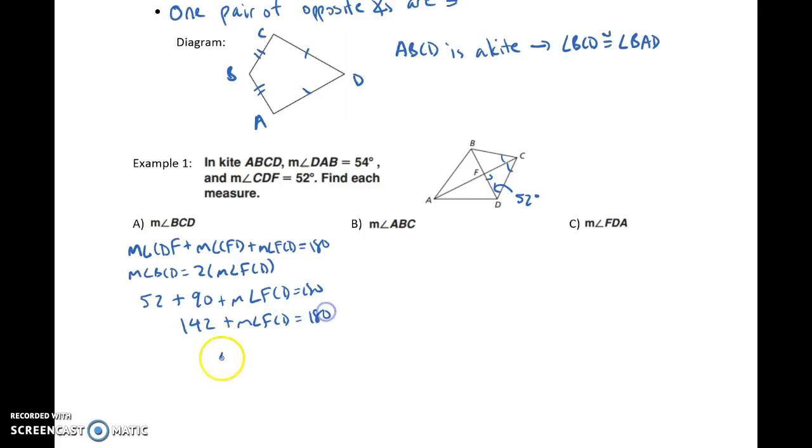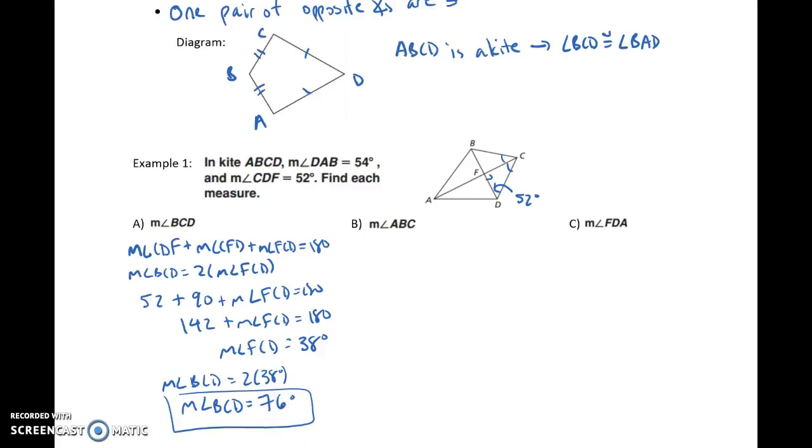So the measure of angle FCD should be 38 degrees. And since the measure of angle BCD is twice that, we should get the measure of angle BCD equals 76 degrees. Can you think of maybe an alternative way to find the measure of angle BCD?